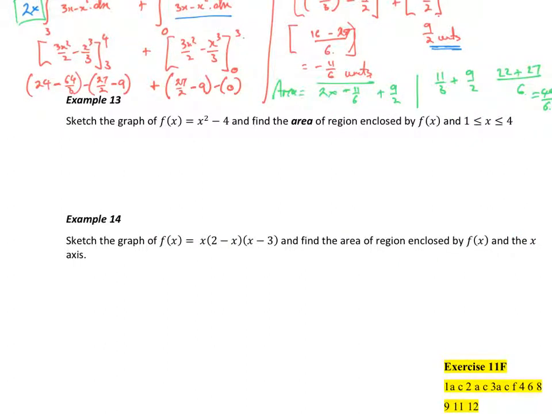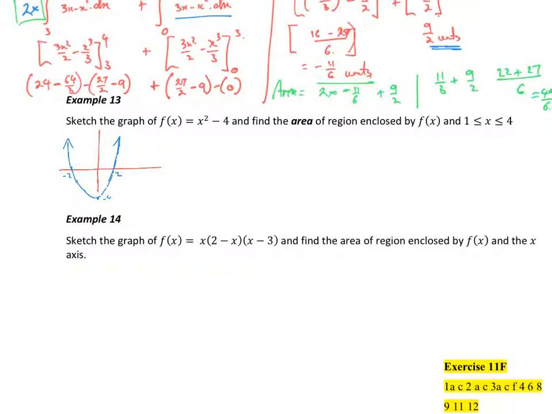Okay, so example 13 says sketch the graph of that function and then find the area enclosed by f of x and between 1 and 4. So if we do a quick graph sketch, we can see that it's x squared minus 4. So x squared minus 4, so there's negative 4 down there. So there's my graph. And hopefully it doesn't take too much to see that's a 2 and negative 2.